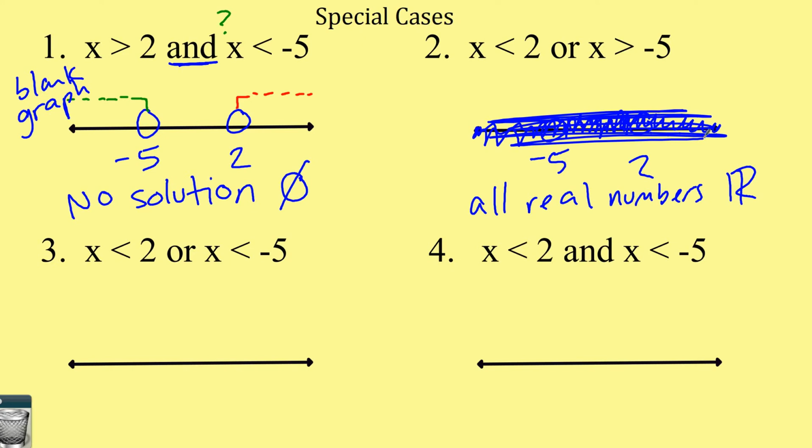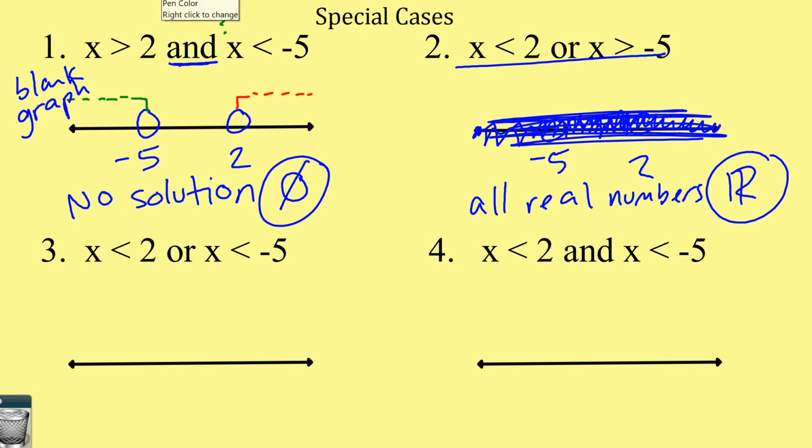All right? That was an or statement. So notice an or statement ended up being everything. Okay, so you wouldn't write this as an answer. You would write this as an answer. All reals with an all shaded graph. An empty graph with no solution as your answer. Okay?